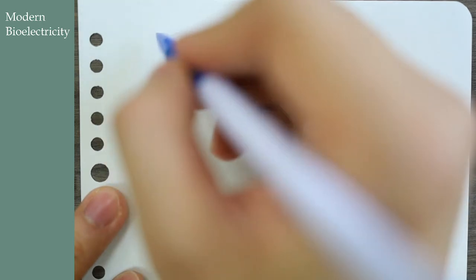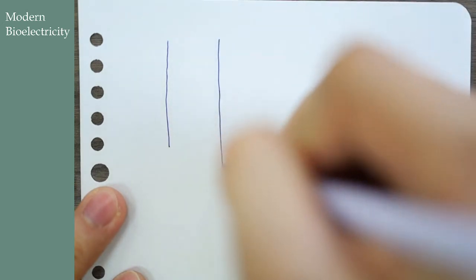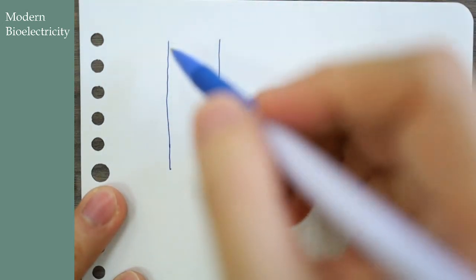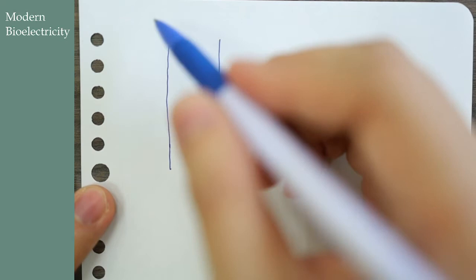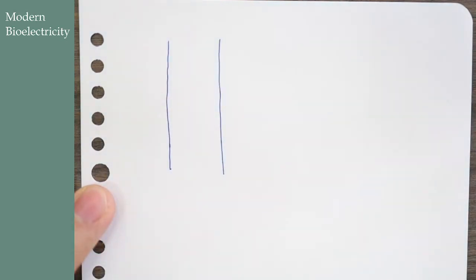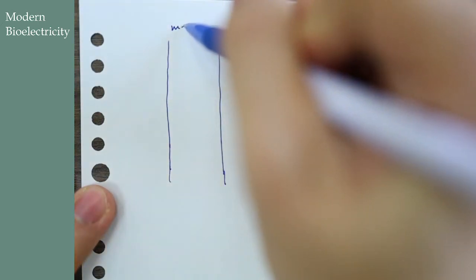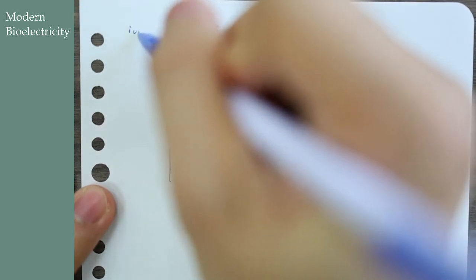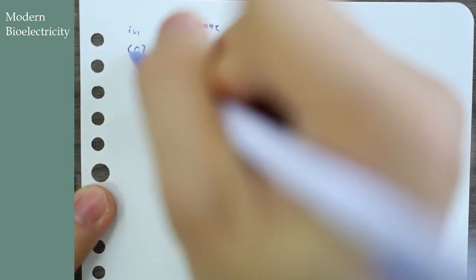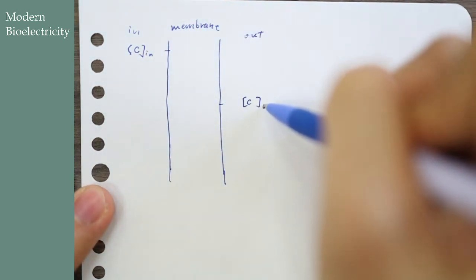Another thing we need to consider in the Goldman-Hodgkin-Katz equation is how the ion flows through the membrane. So, except for Fick's first law of diffusion, we also need to consider how the ion flows through the membrane. How to say that? So, for example, this is a membrane. This is inside the membrane, this is outside of the membrane. Inside there is a concentration, and outside of the membrane there is a concentration of ion.